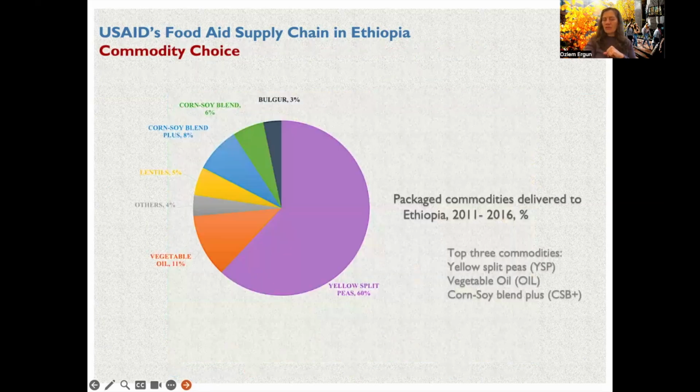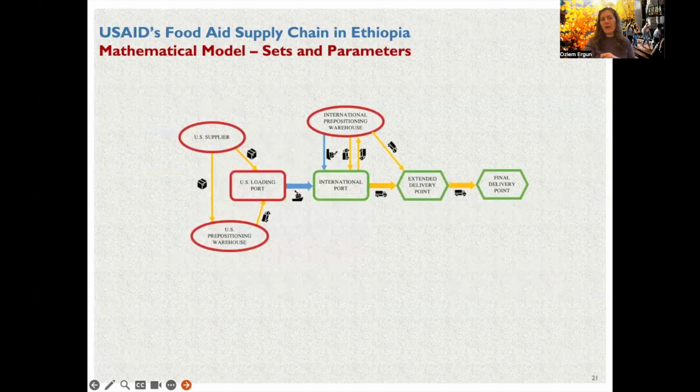And then there were the extended delivery points, and then about 50 final delivery points that we considered in our study. In terms of the commodities, we looked at mostly packaged commodity deliveries, and in some studies, we only used yellow split peas as our one commodity to make the case, because basically yellow split peas account for 60% of the distribution of food aid commodities for USAID in Ethiopia. And in some later studies, to do some robustness checks, we included some other commodities that were also high in volume, just to see if the insights that we got on one commodity actually apply to other commodities as well.